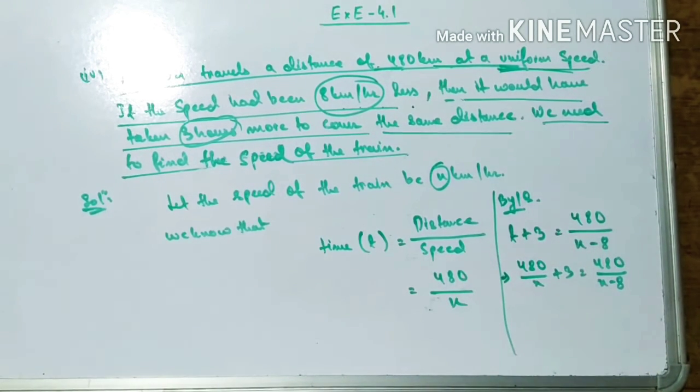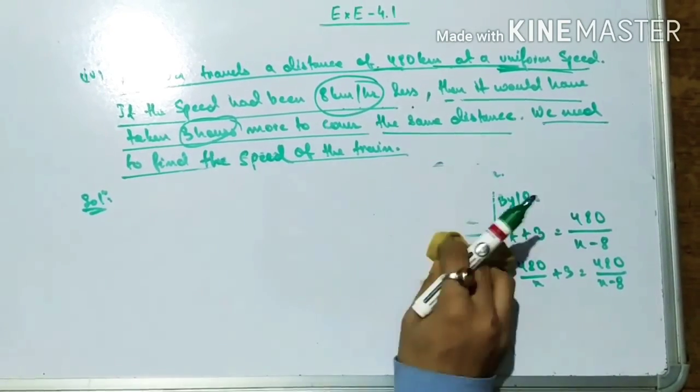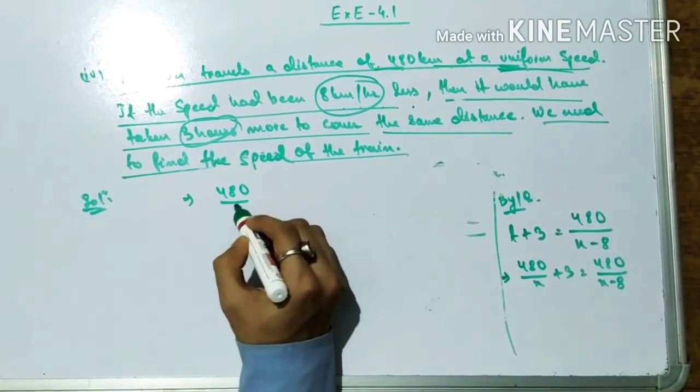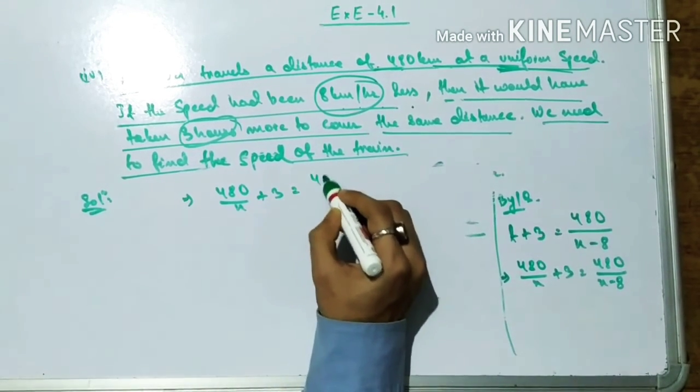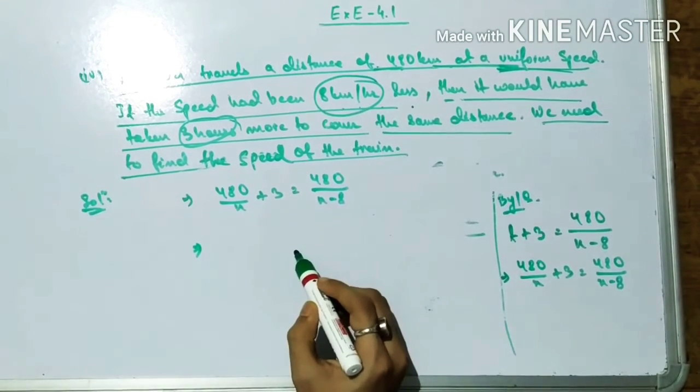Now I will have to solve this and write it in the form ax square plus bx plus c is equal to 0. So let me work with this one: 480 by x plus 3 is equal to 480 by x minus 8.